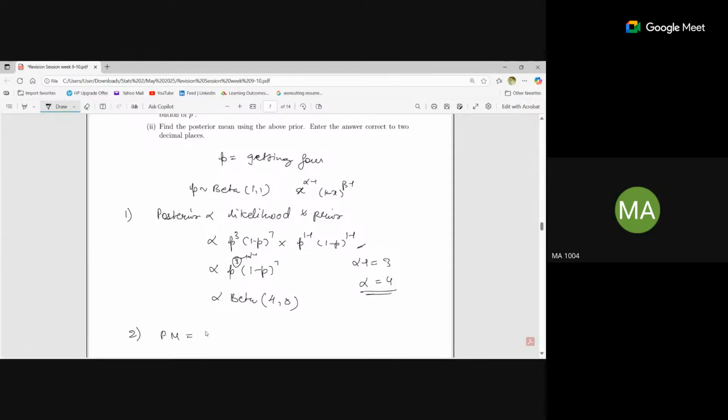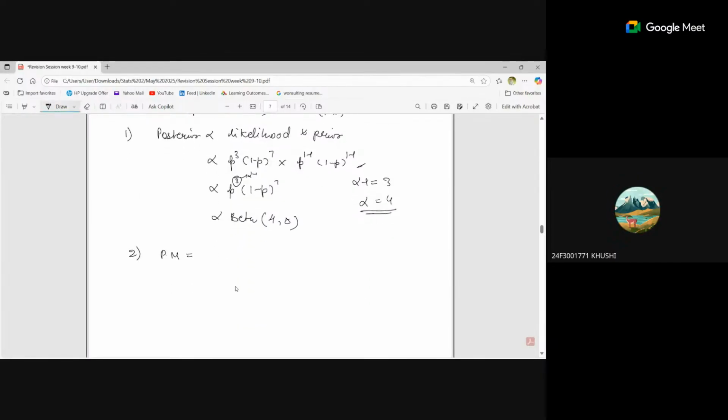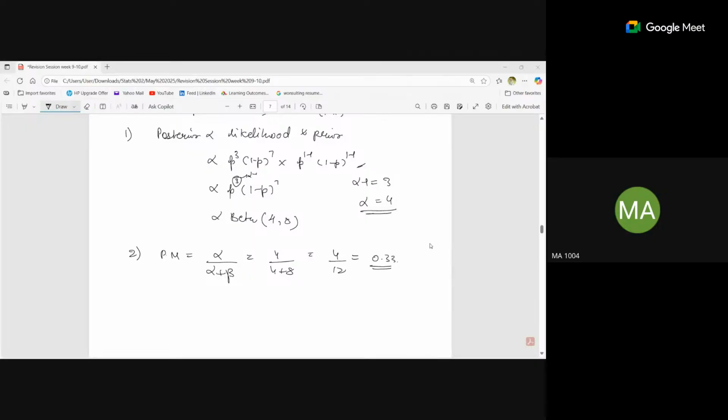Now, the second thing is we have to calculate the posterior mean. How do you calculate the posterior mean of a beta distribution? Alpha by alpha plus beta. So this will be 4 upon 4 plus 8, which is 4 divided by 12, which is coming out to be 0.32 something. Is the question clear to everyone? Yes, ma'am. Can I get a thumbs up from others as well?